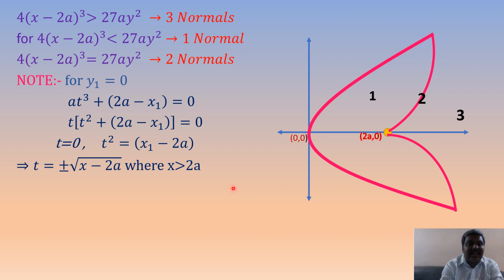At that time, your x-coordinate is greater than 2a. Then only you can draw the 3 real normals, because the 3 roots are real and distinct for t is equals to 0 and t square is equal to x1 minus 2a. x1 minus 2a is positive because t square is positive. So t is equal to plus or minus root of x1 minus 2a only when x1 is greater than 2a. This is a very, very important condition for you. So for a point on the axis of the parabola, 3 real and distinct normals are drawn.